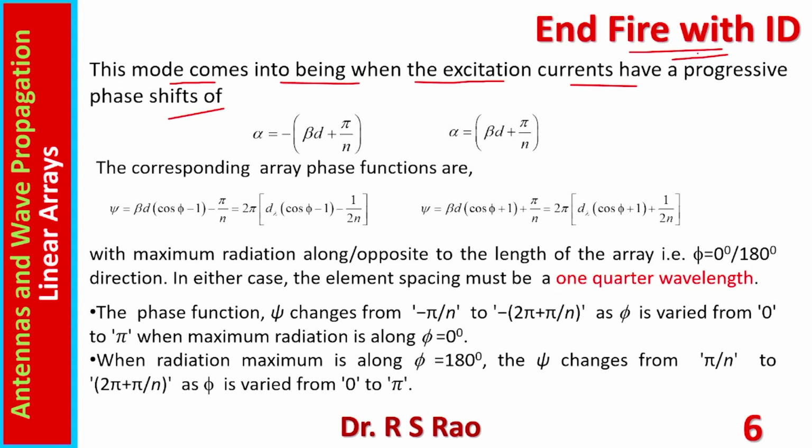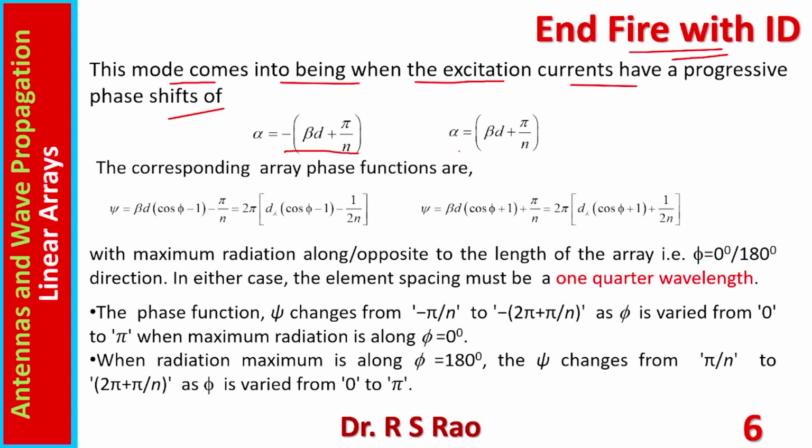This is one aspect we have to keep in mind. Second aspect, when it comes to direction of maximum radiation, it is the same in end fire and end fire with ID. Now third point, when it comes to phase progression in excitation currents, it is minus beta d in ordinary end fire.